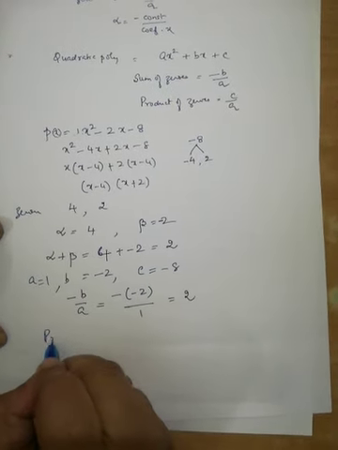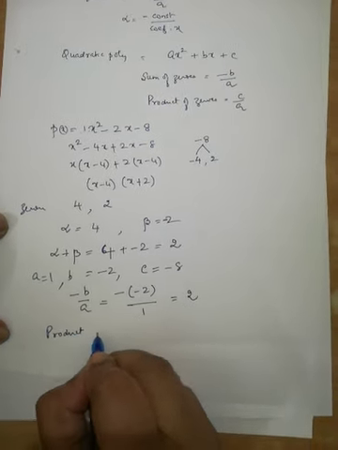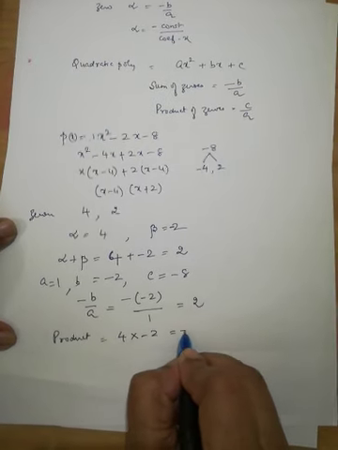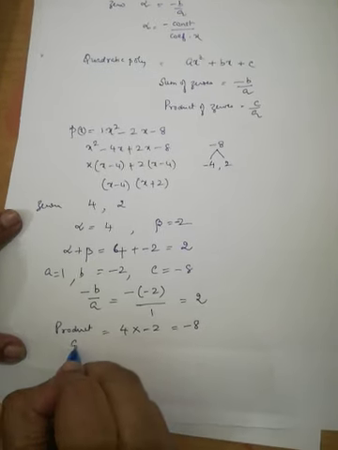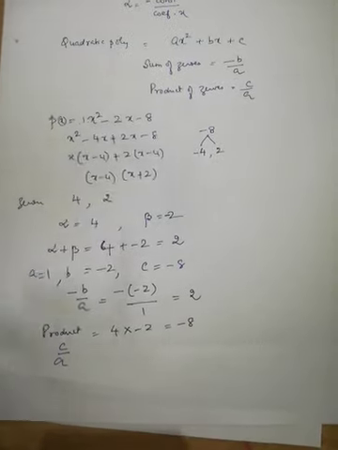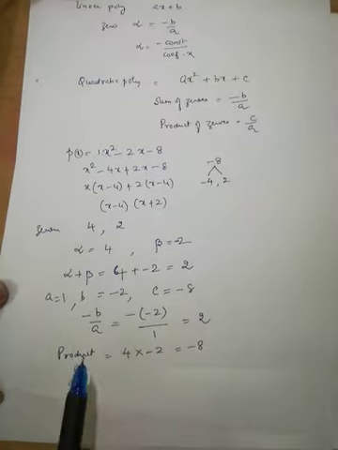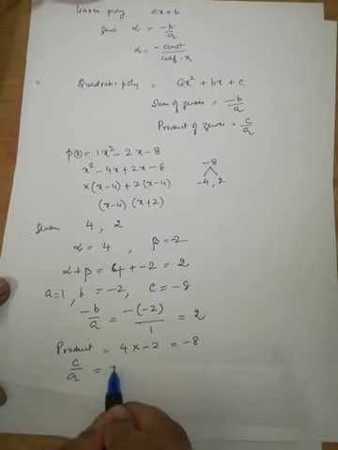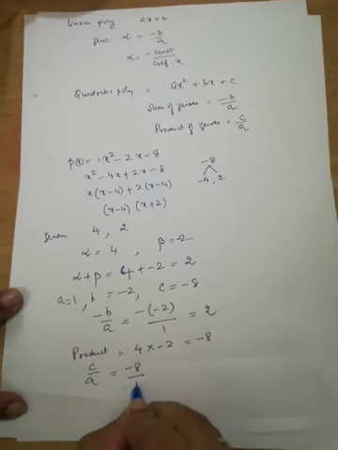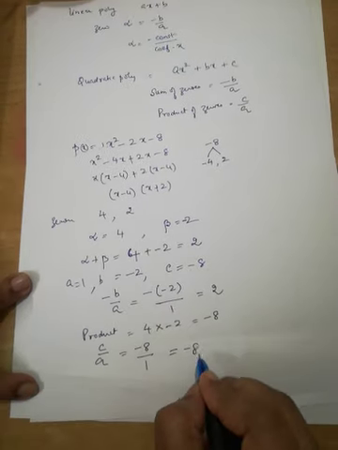Okay, now let me find the product. Product of the zeros will be 4 into minus 2, which is equal to minus 8. And let me see what is c by a, because here it is given that the product of the zeros is c by a. So c is what? c is minus 8, and a is 1. So we get this also as minus 8. That means it is verified.